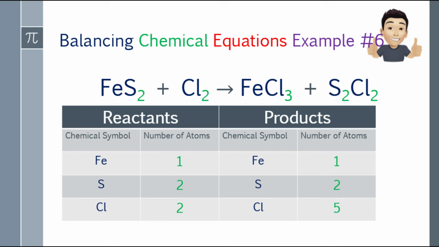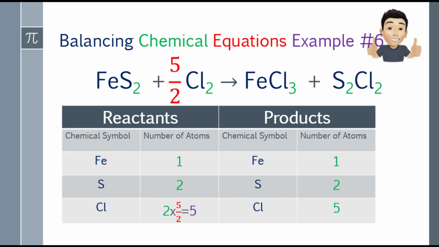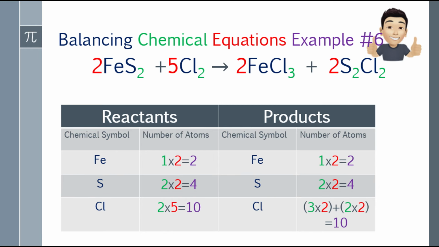Mapansin mo, pag isa na lang yung element, hindi pa nag-balance, you may use a fraction. So chlorine mo sa product side is 5. At sa reactants mo ay 2. Anong i-multiply mo sa 2 para maging 5? So mag-multiply ako ng 5 halves. Okay? So, that will be 2 times 5 halves is equal to 5. Balance na, di ba? Okay, we're good to go. Again, hindi tayo pwede mag-iwan ng fraction sa chemical equation. So, what you have to do, multiply mo lahat yan dun sa denominator mo na 2. And voila, meron na tayong 2 for the iron sulfide at 5 for chlorine gas, 2 ferric chloride, and 2 disulfur dichloride. That's already the balanced equation.